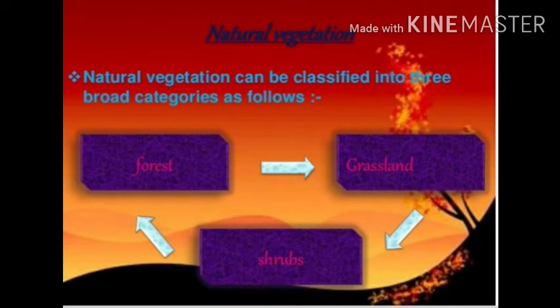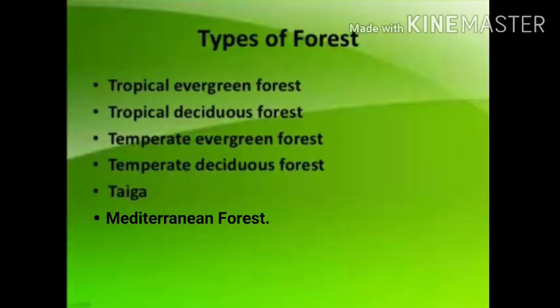So children, depending upon the varied climatic conditions needed for the growth, the broad belts of natural vegetation can be classified under three heads, namely the forests, the grasslands, and the shrubs. The various forests of the world include the tropical evergreen forests, tropical deciduous forests, temperate evergreen or mixed forests, Mediterranean forest, temperate deciduous forests, and coniferous or taiga forests.